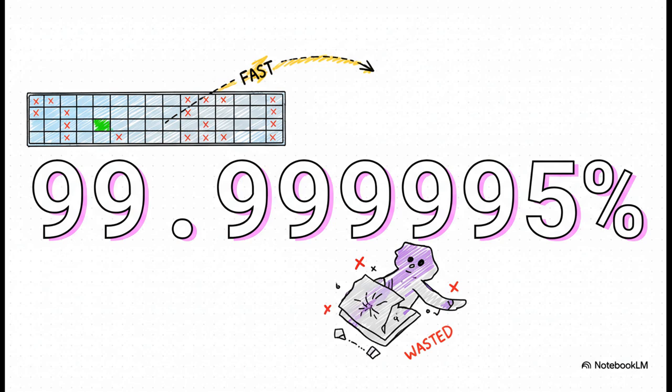If we actually built this system for our class, 99.999995% of the memory we set aside would be completely empty, just sitting there, totally wasted. It is theoretically perfect for speed, but it's practically impossible for pretty much any real-world application.